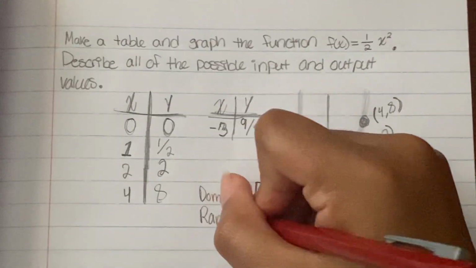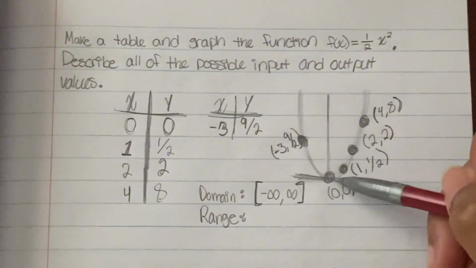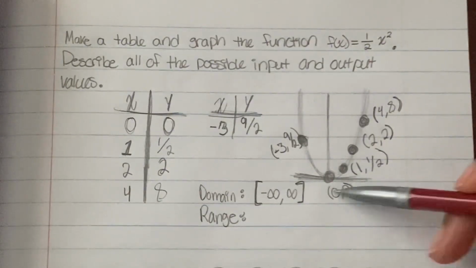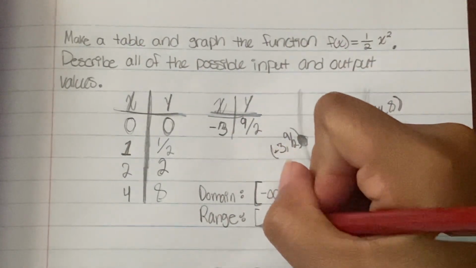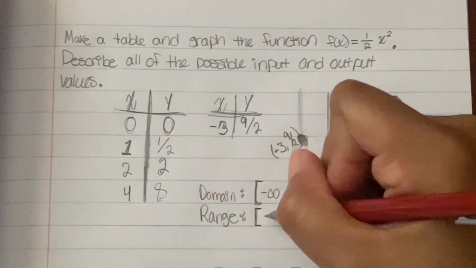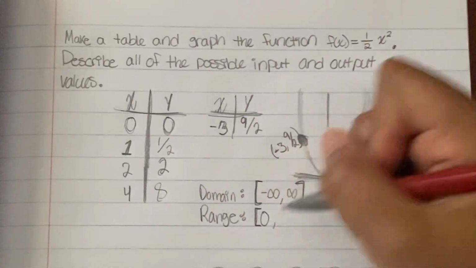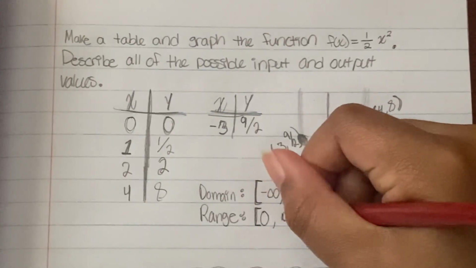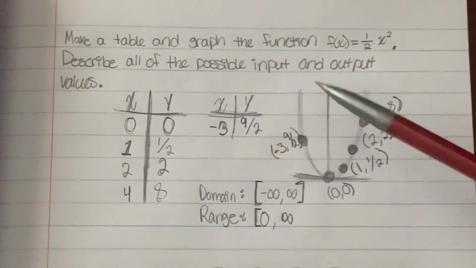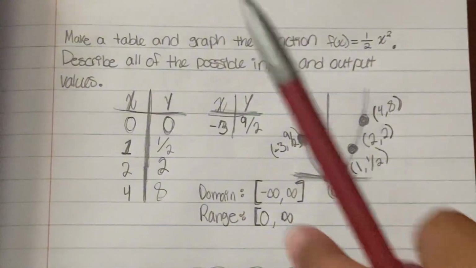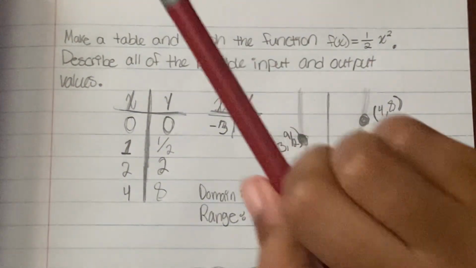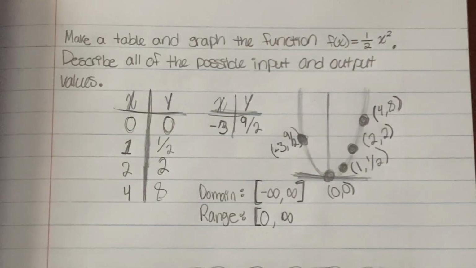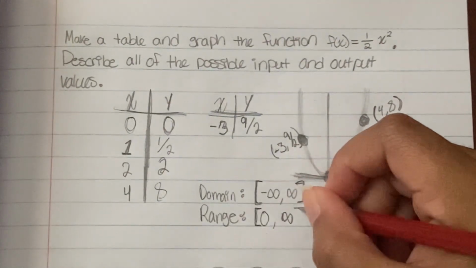And range would be 0, because remember it's positive, so nothing is below the y-axis. So this does not go all the way to negative infinity. It starts at 0 all the way to positive infinity, because we don't know how high that goes. Because at the same time that it's not going straight up, it is still going up. It's like going this way and this way. So it's still moving up, but just not straight up. So yes.